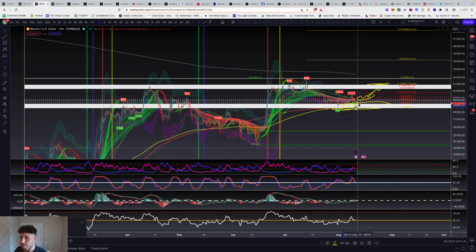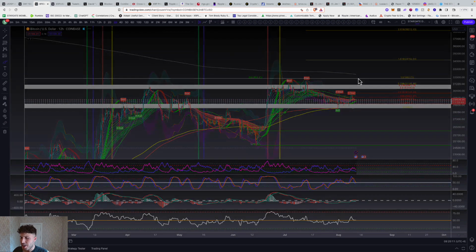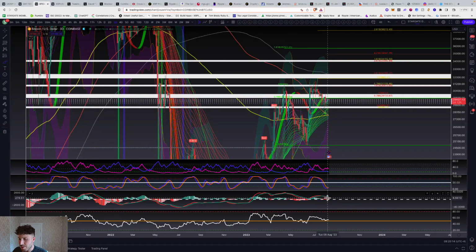If we break it, I think it would be a quick wick down and then right back up to reclaim. And then we would shoot up to 30 to 31K rather quickly after that point, just like last times. So looking at the 3-day chart, we're still above the 0 line. We just need to see the 3-day cross up and then it's game on.